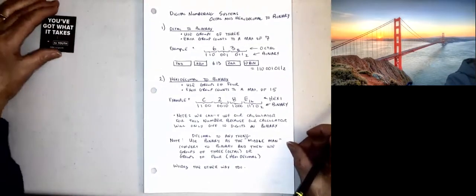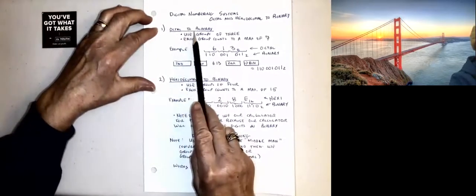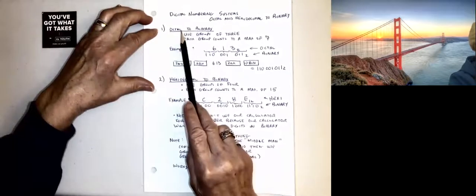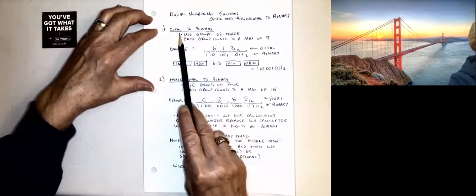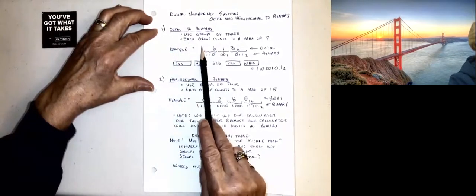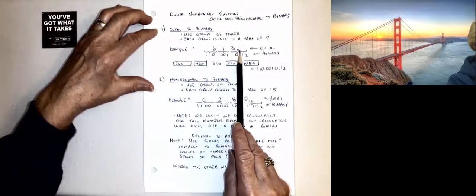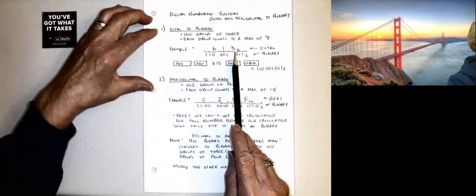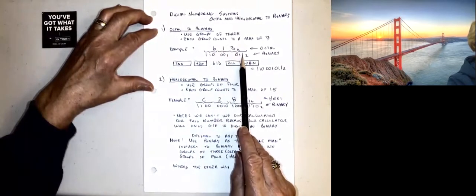We can also work on just going octal to binary and hexadecimal to binary. So for octal to binary, we're going to use groups of 3 again because octal only counts to 7. And here's my octal number, 613. I'm trying to convert that to a binary number.